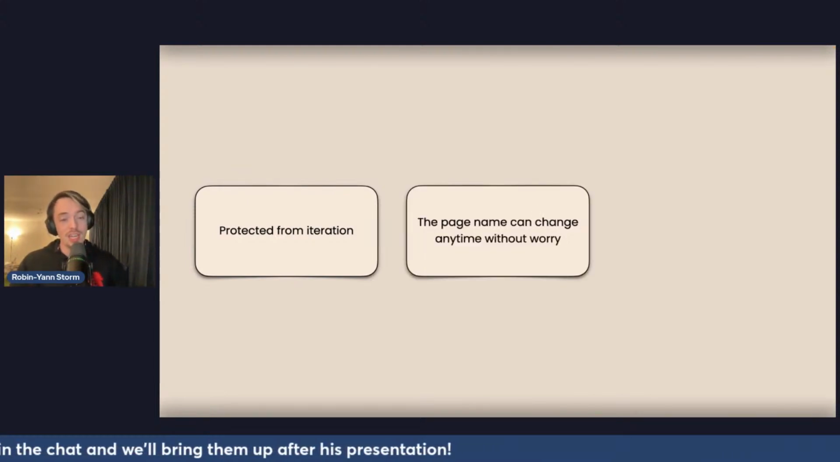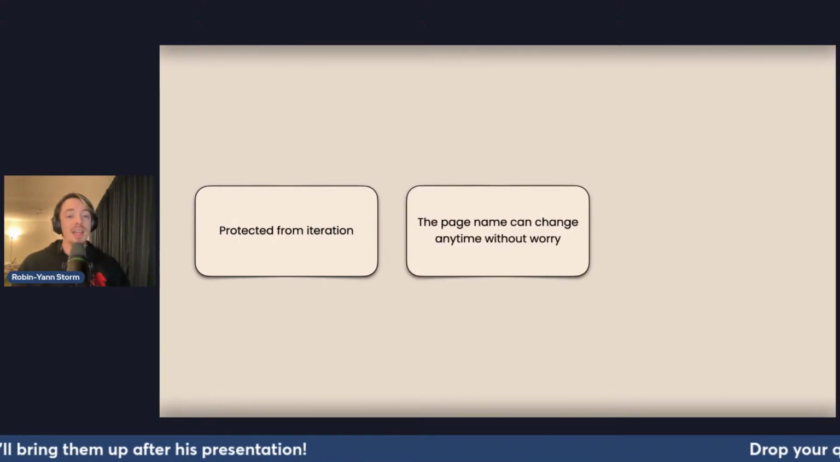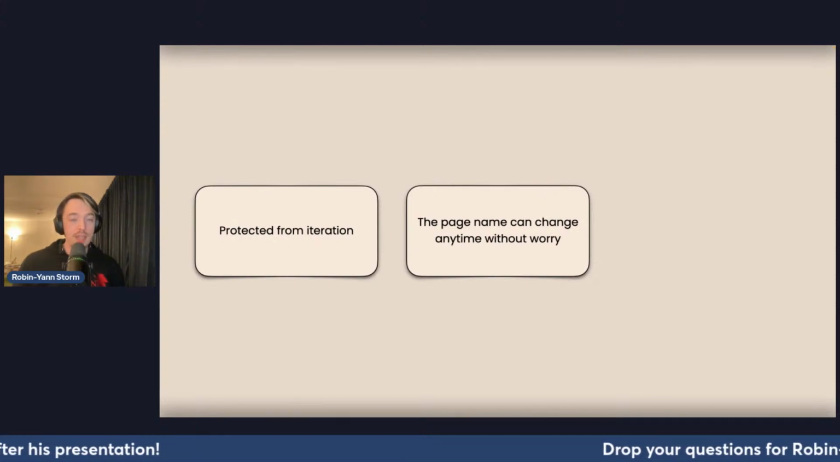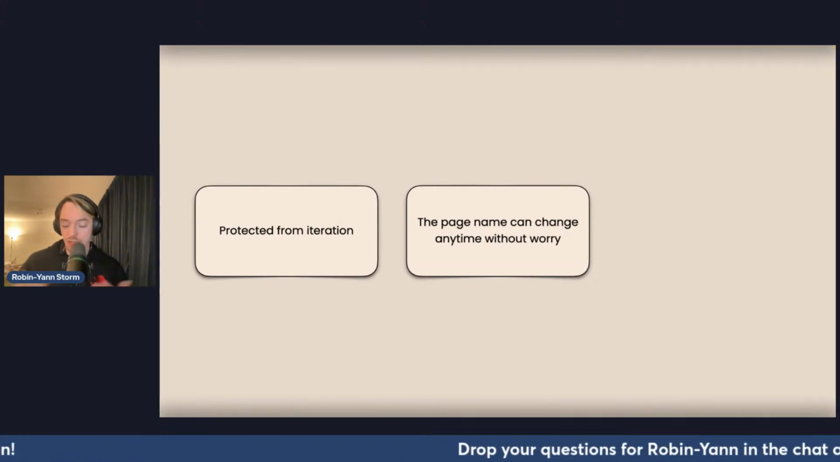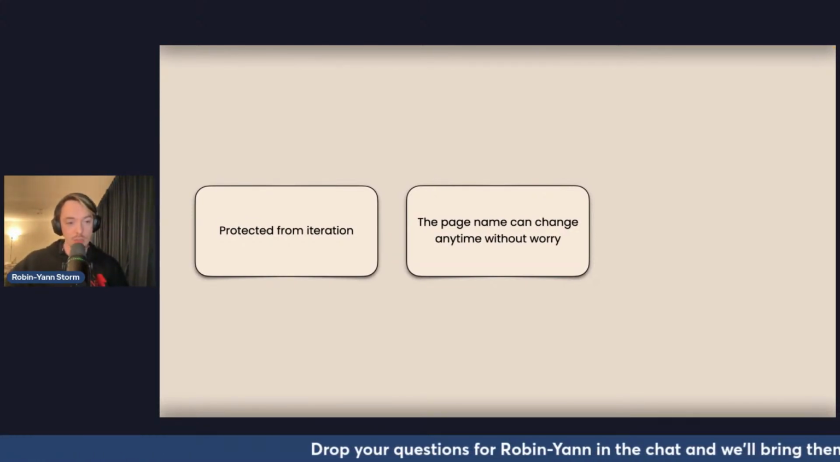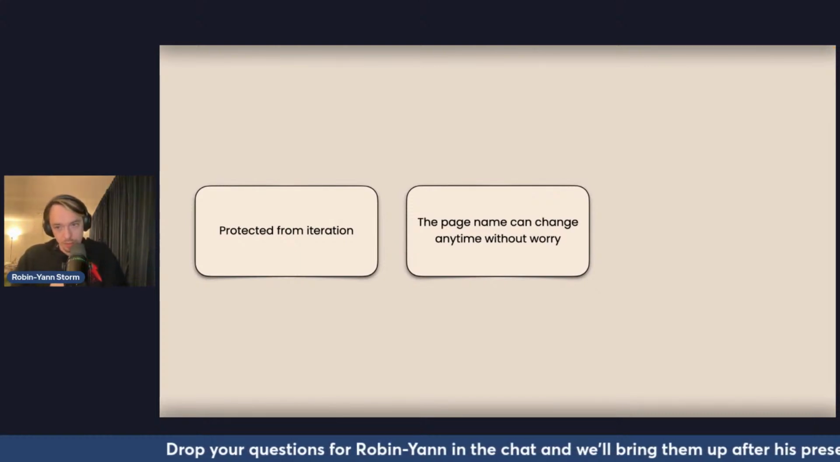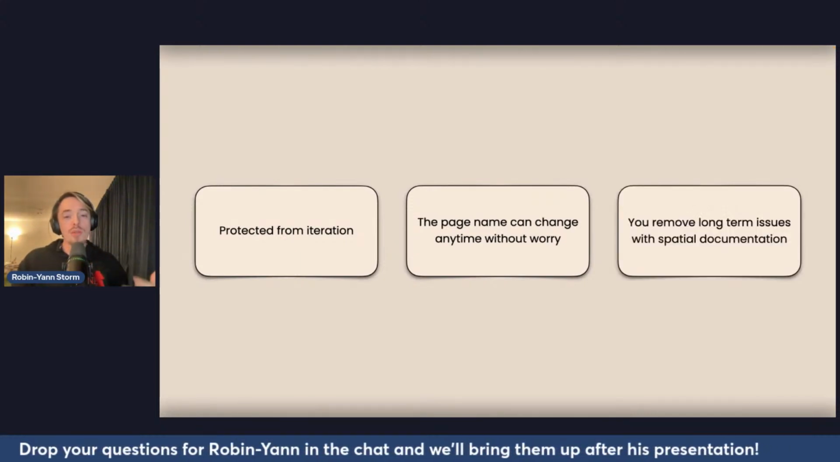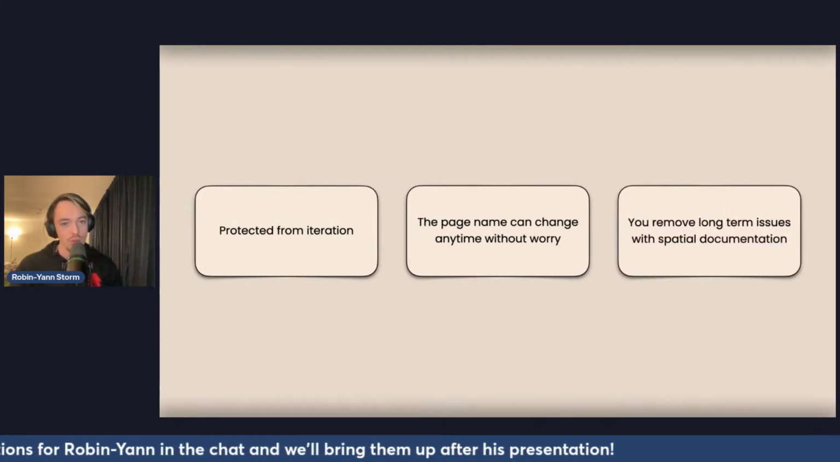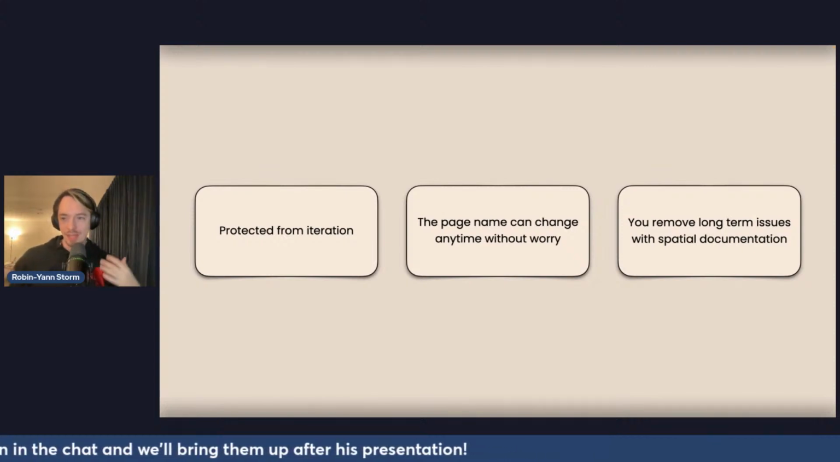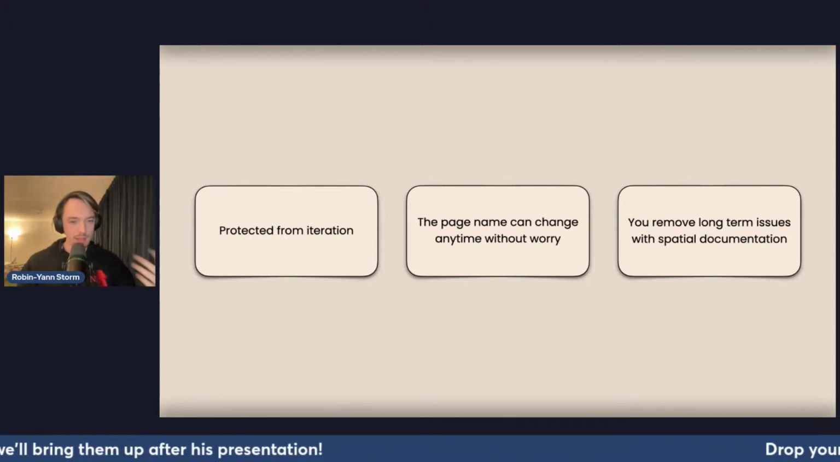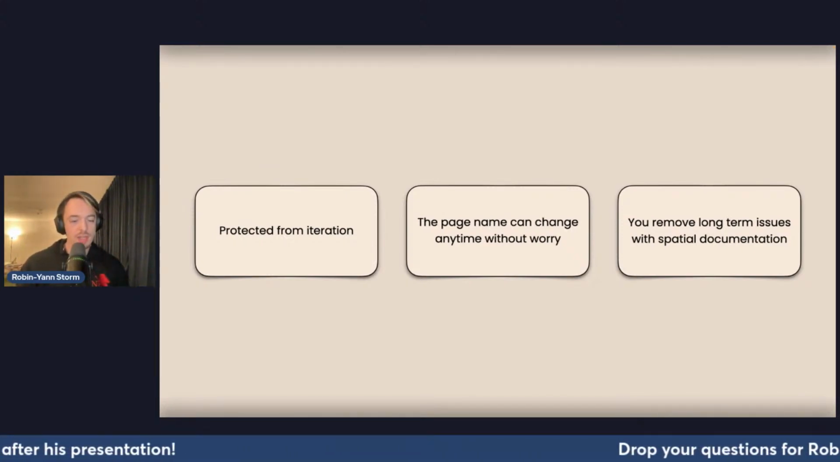That also means that the page name in Confluence or Trello or whatever can now change anytime without worry. Like, what Miro board is this? Just rename it, because there should be a link to the Miro board. You shouldn't have to search for the Miro board. So you remove a lot of long-term issues with spatial documentation. Like people can't find stuff, things are miscommunicated, there are issues with the game. You resolve all of this by using spatial documentation.